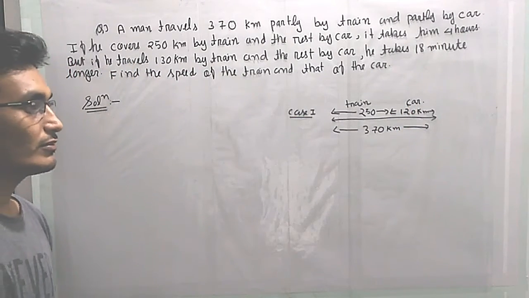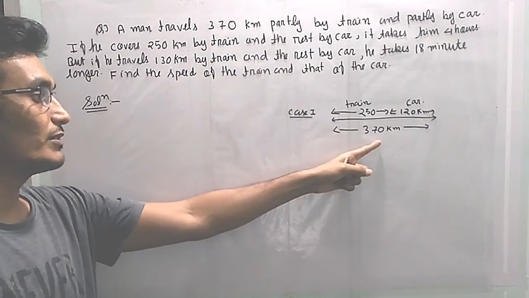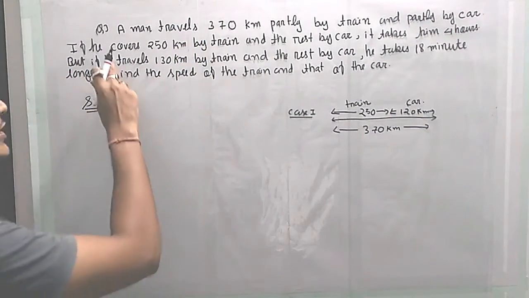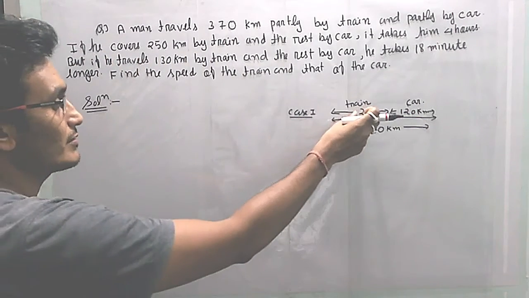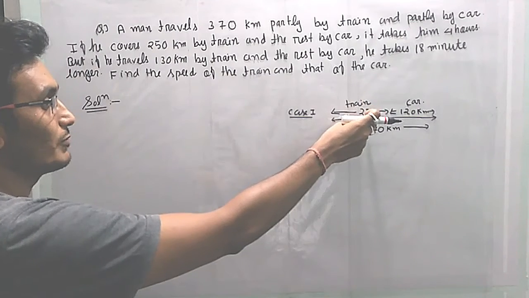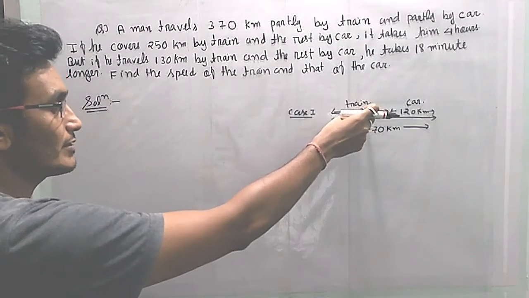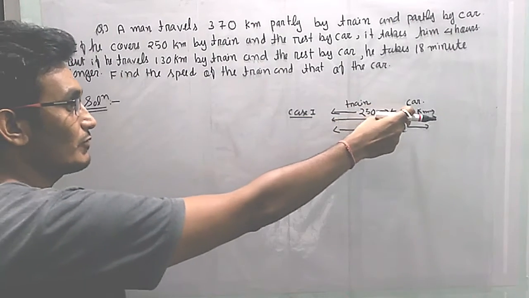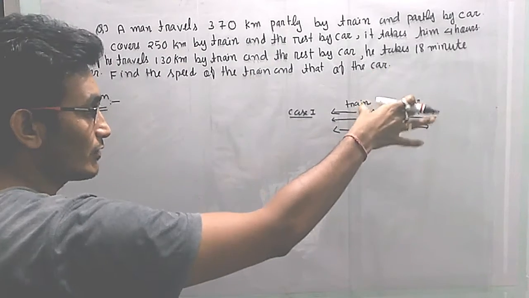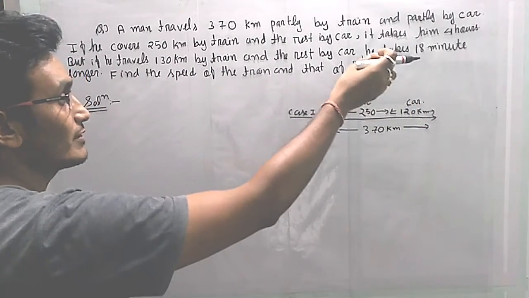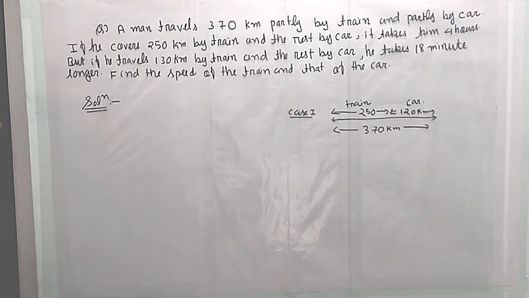So what is the condition? The total distance is 370 km, and in case 1, if he covers 250 km by train, then 120 km should be traveled by the car, and in traveling the total distance, what is the total time taken? 4 hours. So the total time taken is 4 hours.